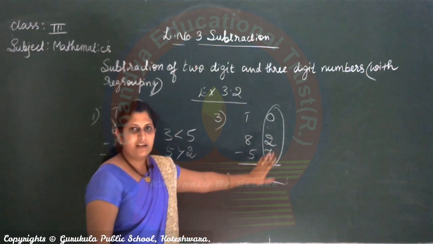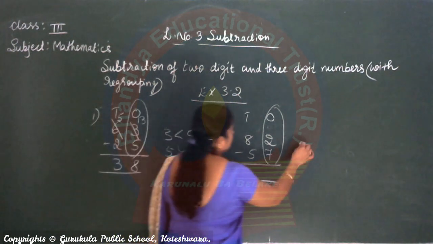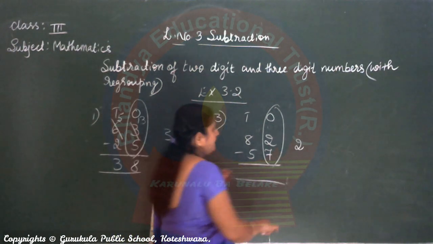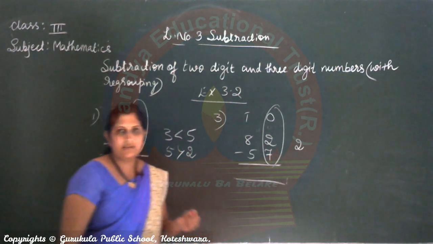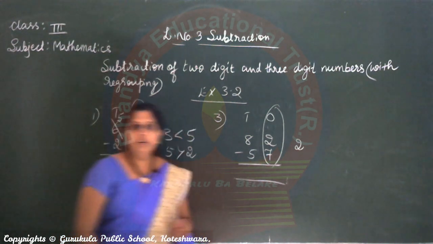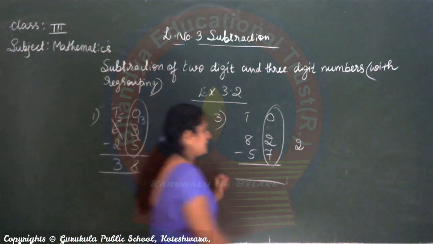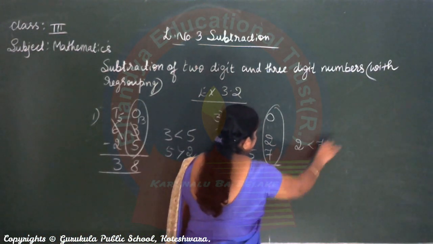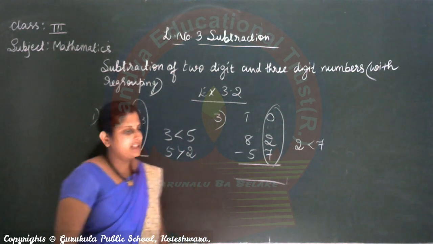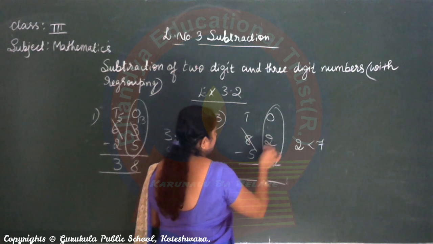Now, 2 and 7 are there in the ones column. From 2 we can't subtract 7. Right? So we have to borrow from the tens place. Here 2 is less than 7. So borrow 1 ten from the tens place.